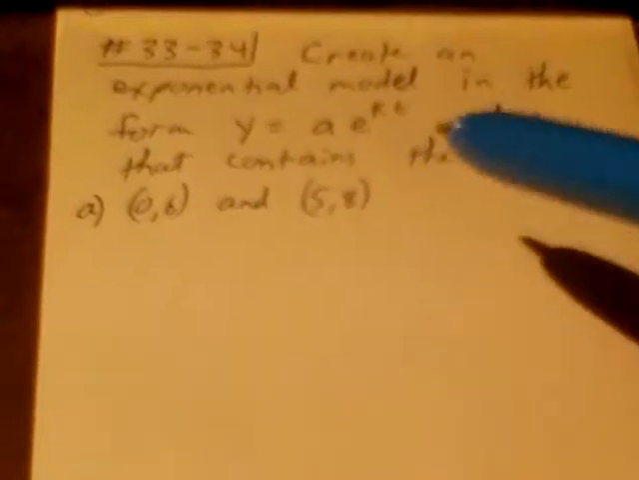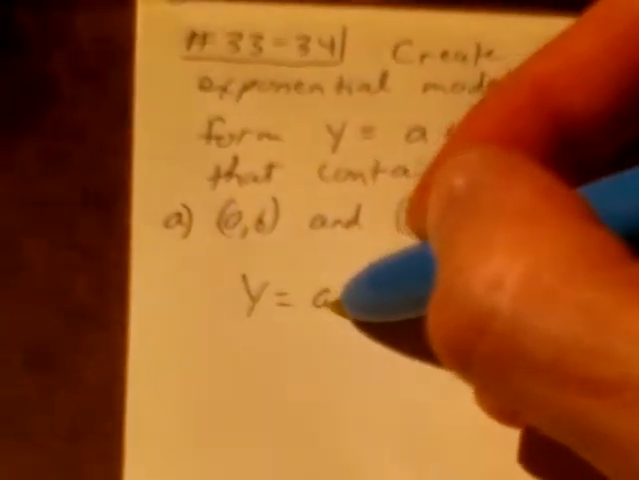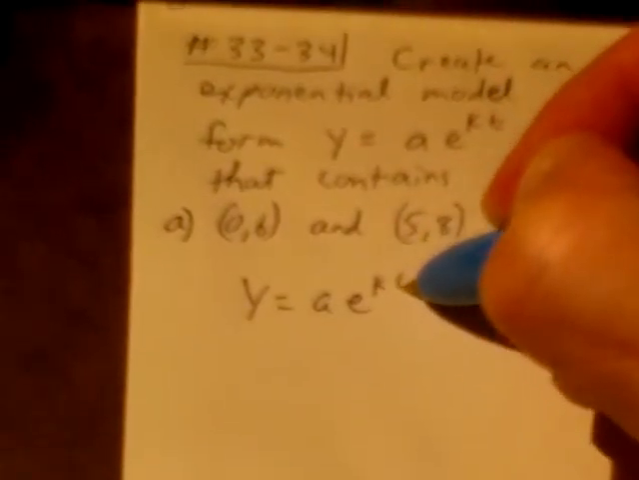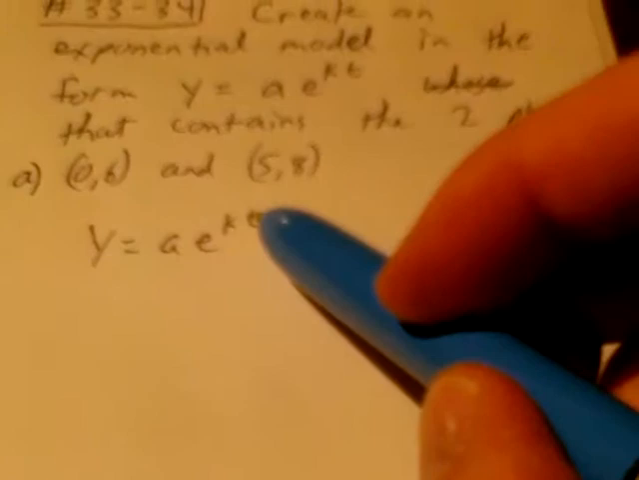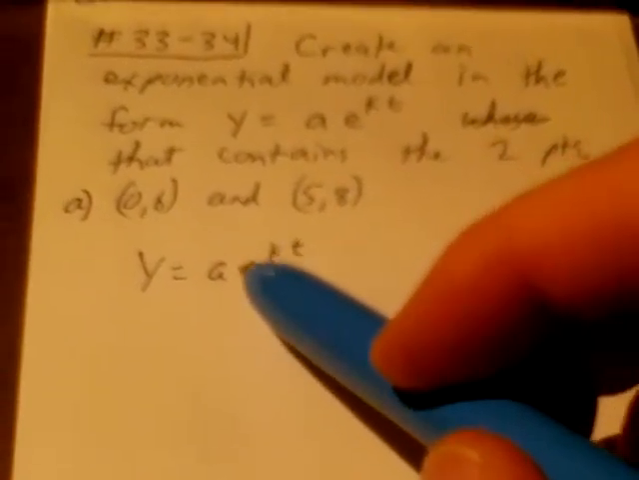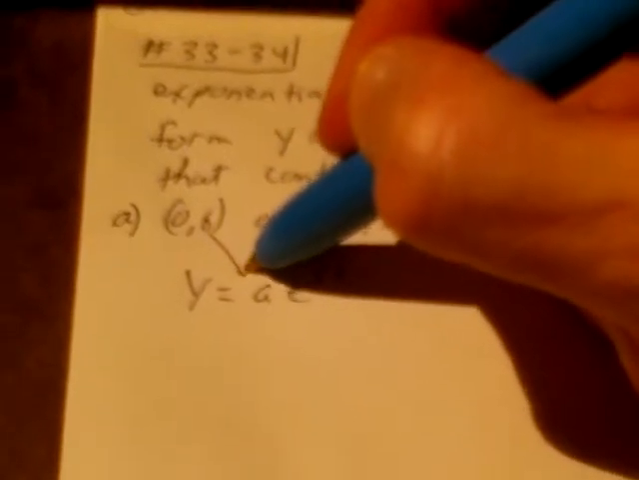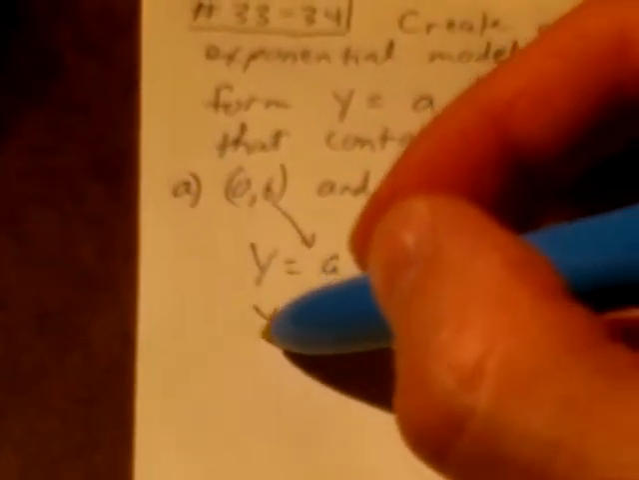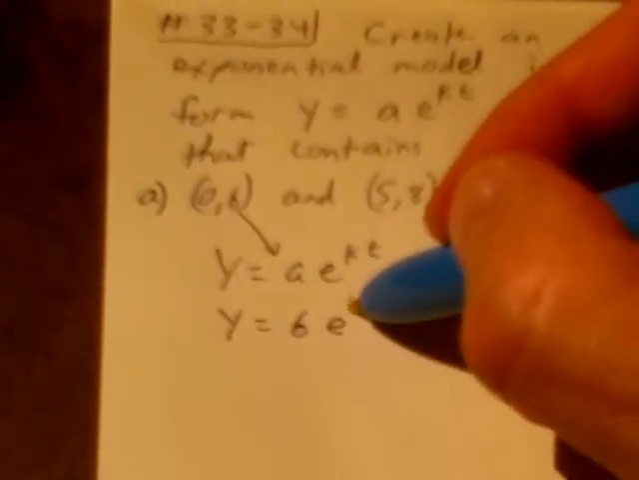So let's just start with our formula. Again, there it is right there. So we're going to start with y equals a e to the kt. And this is our y here, and this is our x. T is like our x here. And so in this case, we're going to be able to figure out a because it's really simple. It's just right there. So we're partway there. We already have y equals 6e to the kt. So we're partway done with our model.